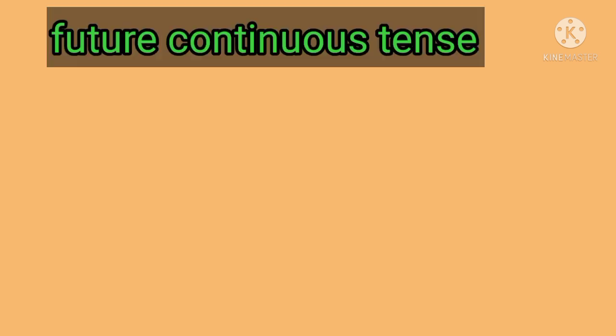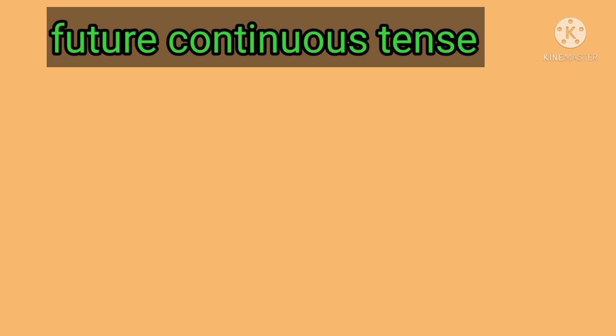The case of future continuous tense is a little bit different. In order to transform a sentence from present continuous tense to future continuous tense, all we need to do is to replace the auxiliary verb in present tense by "will be" or "shall be". Let's try to understand this with an example.